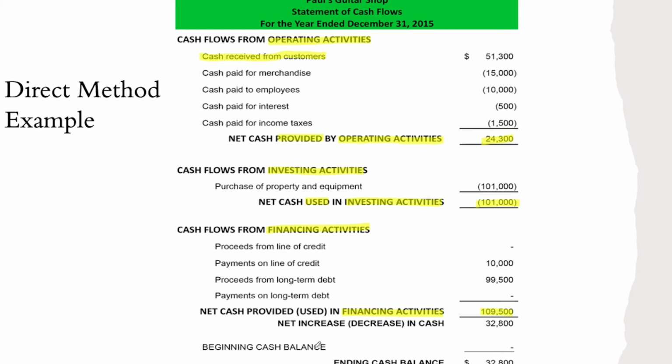And of course, we just want to display our beginning cash balance, which in this case was 0, and then our ending cash balance of 32,800, which we just come to by adding up all the lines for the net cash in the operating activity section, net cash used in investing activity section, and the net cash provided in the financing activity section to come to 32,800.